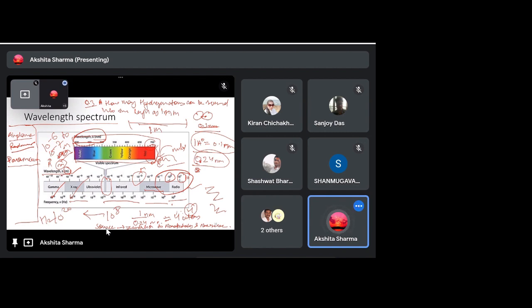Gold clusters. Suppose it is around 5 nanometer. Which wavelength? This is the last question. Right, X-rays. Correct.